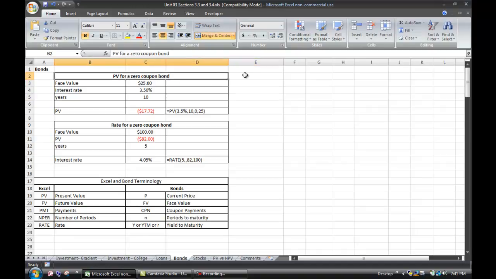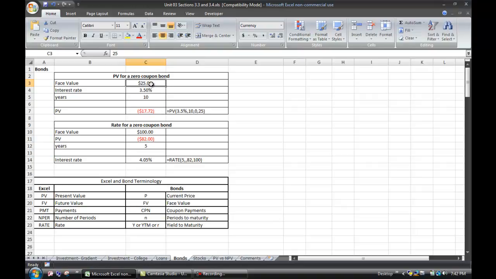But zero coupon means there were no coupons. Savings bonds pretty much are this way. You have a face value. This is what they will pay when you turn them in. They have a present value, a purchase value of some value. This one is $17.72. You pay that out of your pocket. It's negative. And in 10 years, you will receive $25. And that is all the variables.